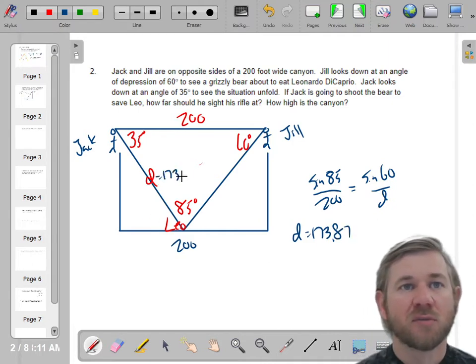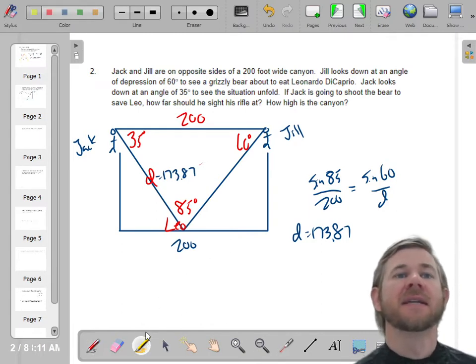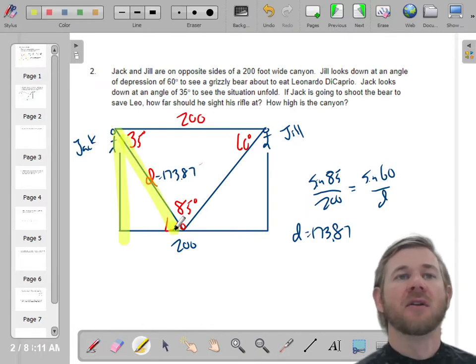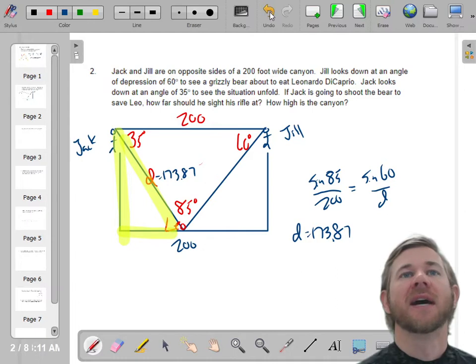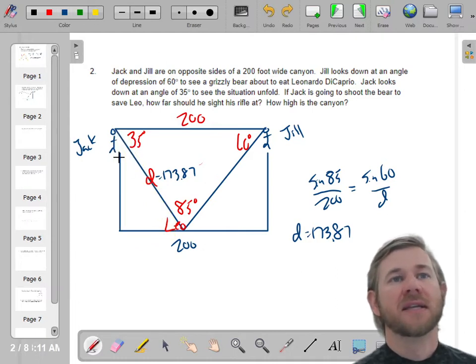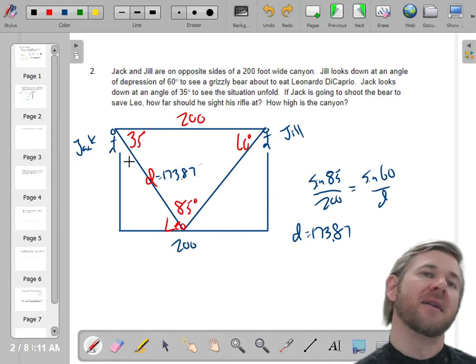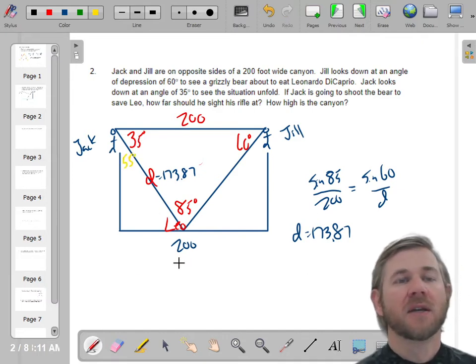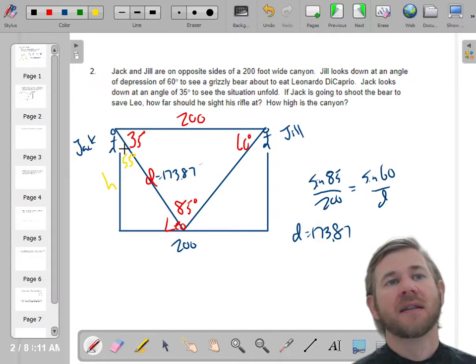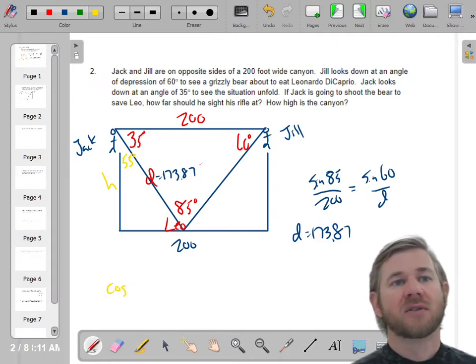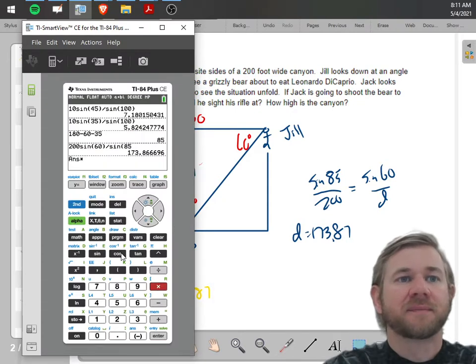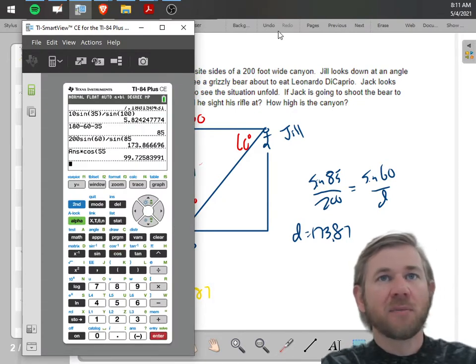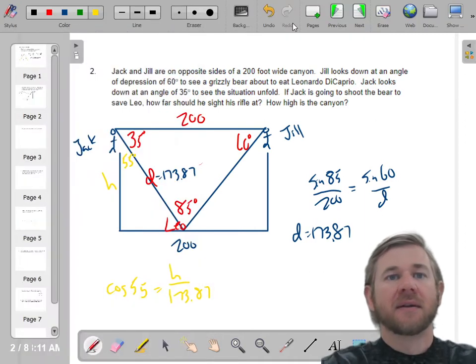This is 173.87. And the second question is how tall is the canyon? So that would be this height right here. Now if you notice, we have a right triangle. So I know the hypotenuse. And even though it might not have given it to me, I can figure out this angle pretty easily. This would have to be, these add up to 90, right? So this would be 55. Okay, so now if I'm trying to find this distance, that would be adjacent over hypotenuse. So the cosine of 55 is the height over 173.87. So I just need to multiply 173.87 times the cosine of 55. 99.73.